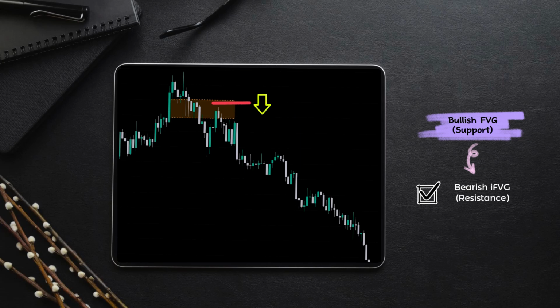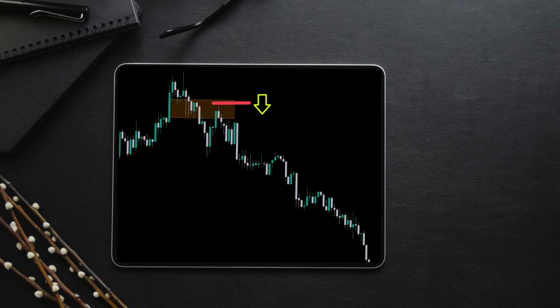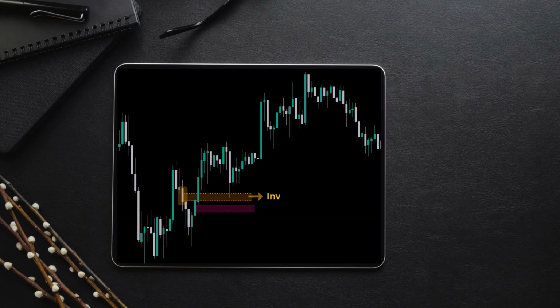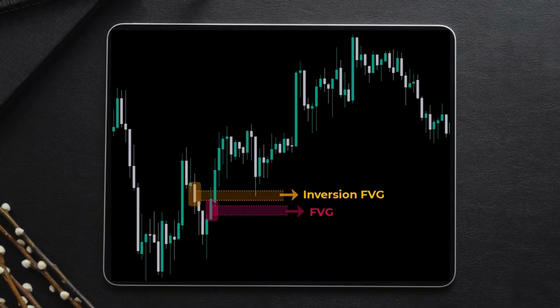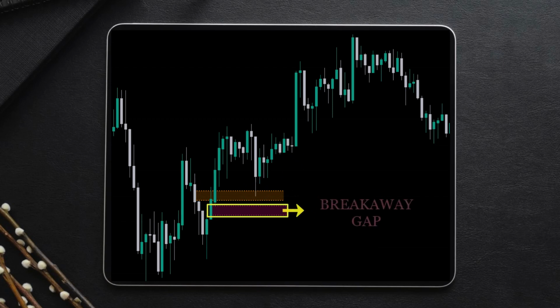Another interesting phenomenon is the occurrence of an inversion fair value gap before our regular FVG. In such cases, price may respect this inversion gap and drive the market higher even before reaching our initial fair value gap. We refer to these unfilled gaps as breakaway gaps.